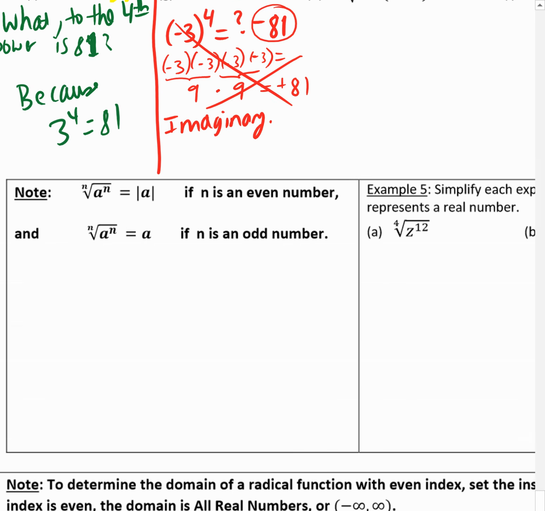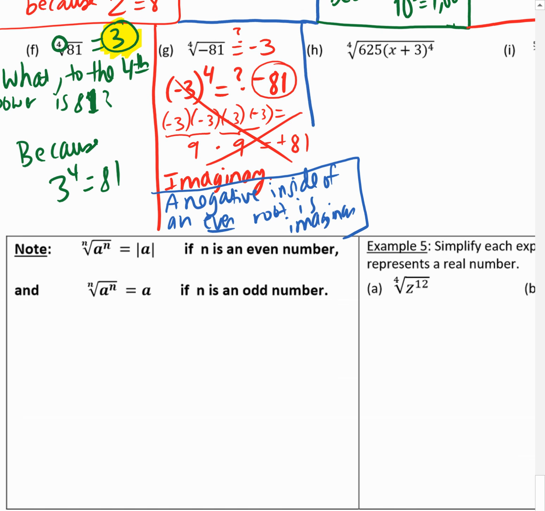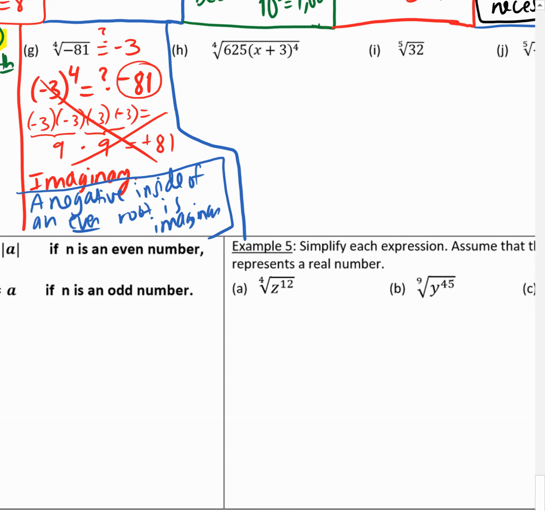I think what we need to spell out here is that a negative inside of an even root is imaginary. And by even root, I mean the index is even. Square root is even, that's index 2, which is even. A fourth root, which is what we're dealing with now, that's an even root. But the one we saw before, the cube root of negative 8, that was fine. It's just when you have an even index that's the problem. That's when you'll see imaginary numbers. But with an odd index, you'll never see an imaginary number. It's only an even index.